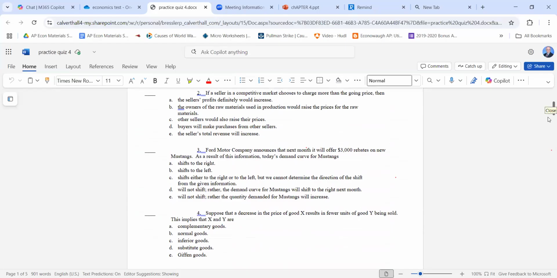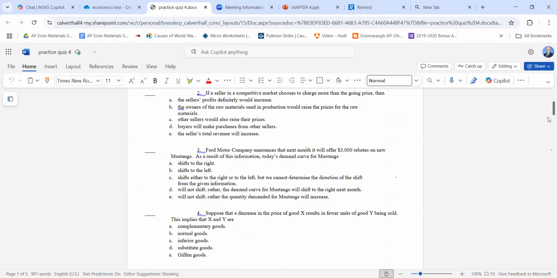All right. So first, what is a rebate? A rebate is like $3,000 off. It's like a coupon. So Ford Motor Company announces that next month it'll offer a $3,000 rebate. So that means cars are going to be $3,000 cheaper next month.